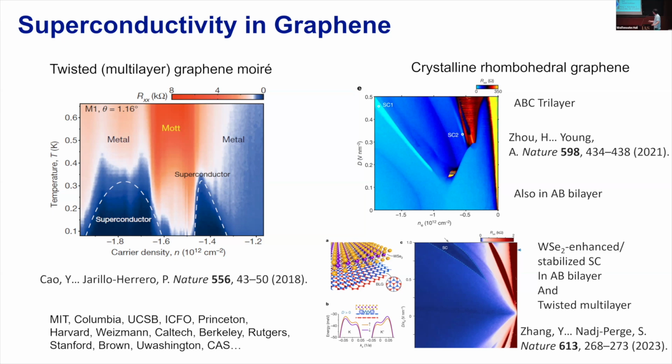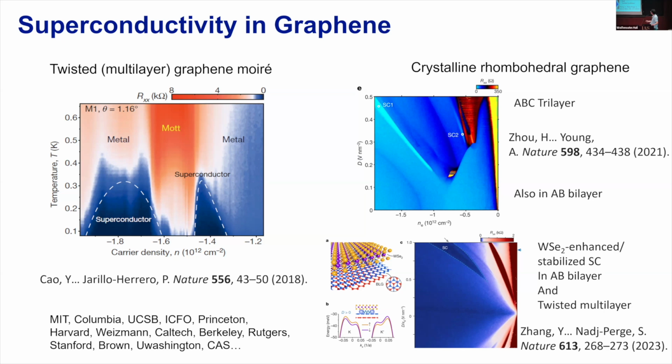After that, there are works done by Stefan Nadj-Perge's group at Caltech, where they found that by introducing WSe2, which is again a semiconductor TMD with strong spin-orbit coupling, you can stabilize superconductivity in both the non-twisted and the twisted graphene system. So in general, spin-orbit coupling seems to be good for superconductivity. It either induces superconductivity in the part of the phase diagram that is not superconducting without TMD, or it makes the superconducting transition temperature significantly higher than without the TMD.